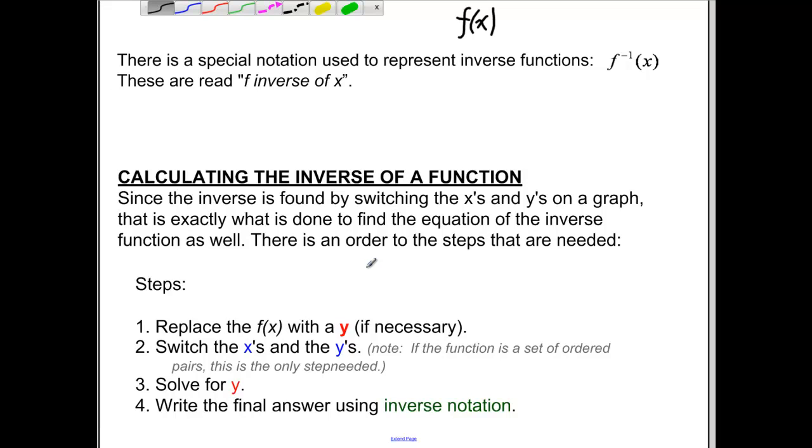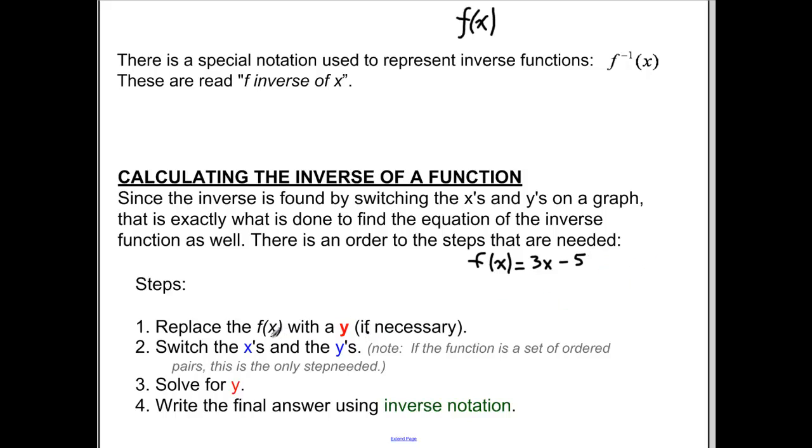So how do we turn a function into the inverse of a function? Well, there's a few steps that we're going to take. The first thing is, if we see that a function is written with function notation, so f(x) equals something, let's make up an example. I'll just do a linear one to make it easy: f(x) = 3x - 5.